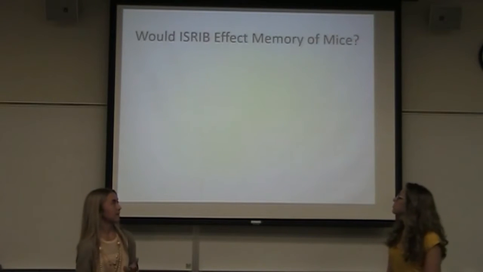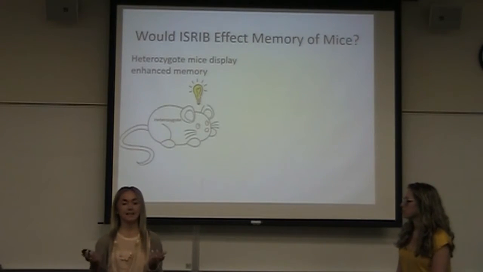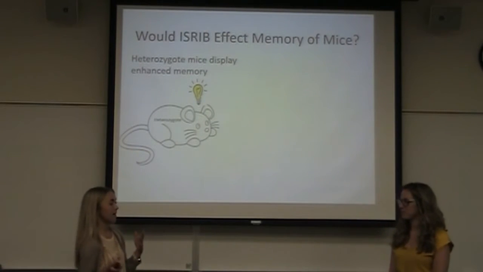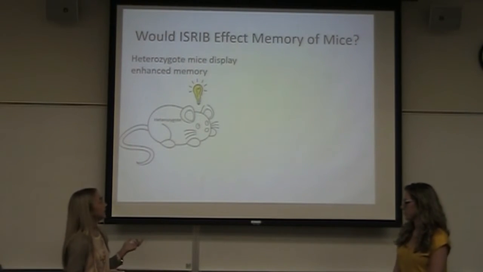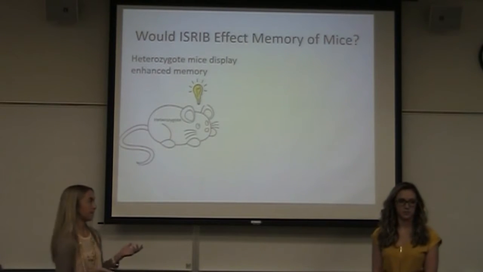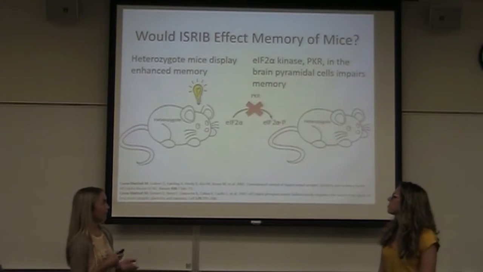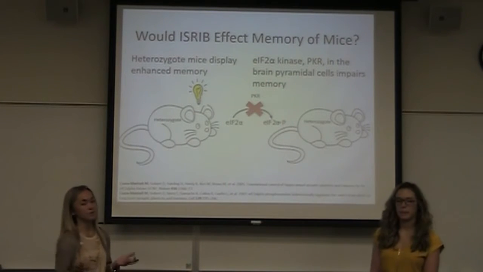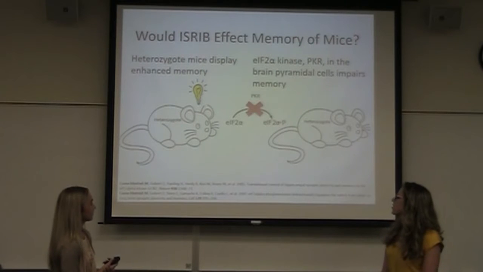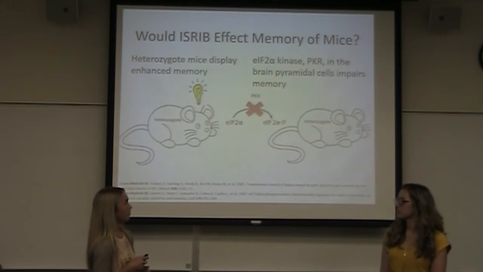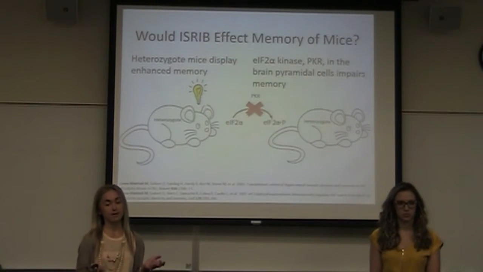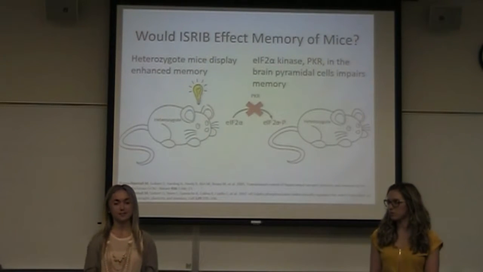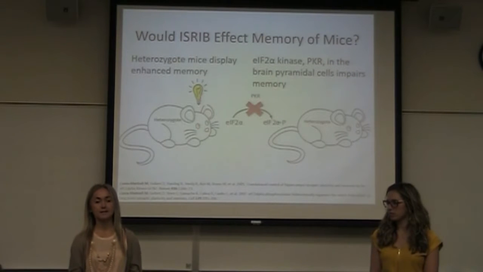So now that they made these conclusions with these different tests, they wanted to see how it's going to affect memory in mice. The heterozygous mice they presented, they said, have enhanced memory. However, L2 alpha phosphorylation in the presence of PKR, which is an L2 alpha kinase, impairs the brain cells' memory. So they wanted to test this, and they actually did, and we hope you find it interesting too. They did a water maze along with some other tests.